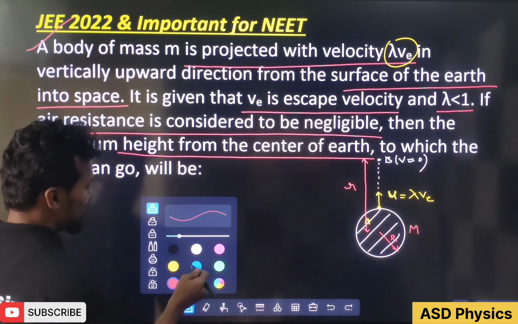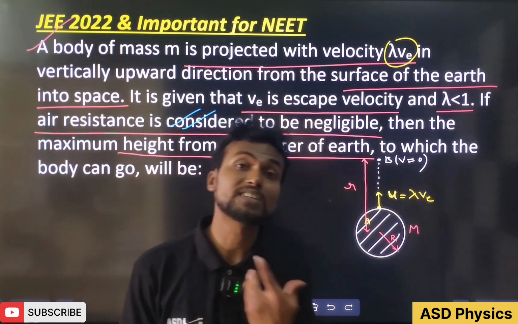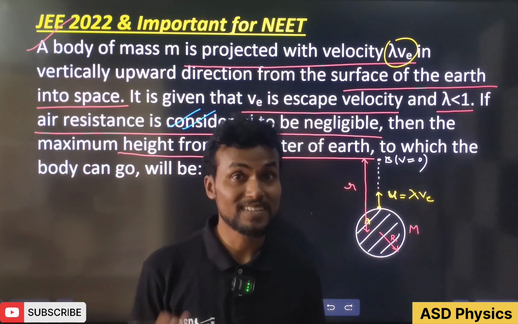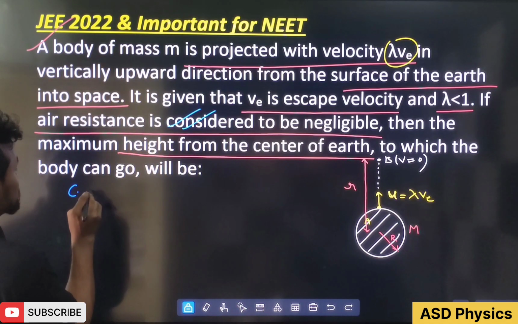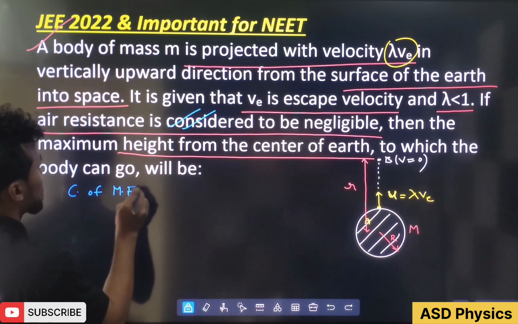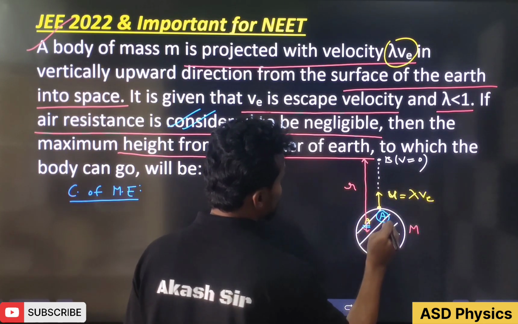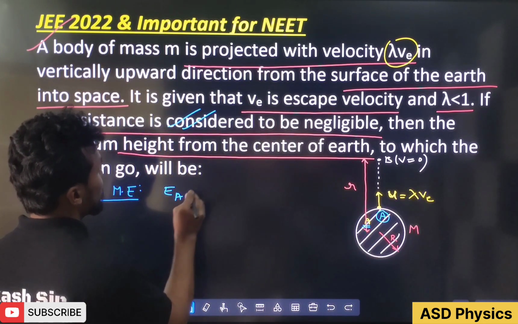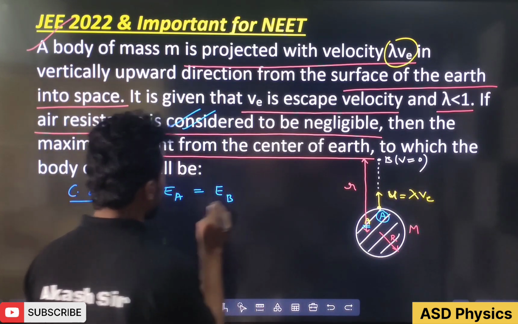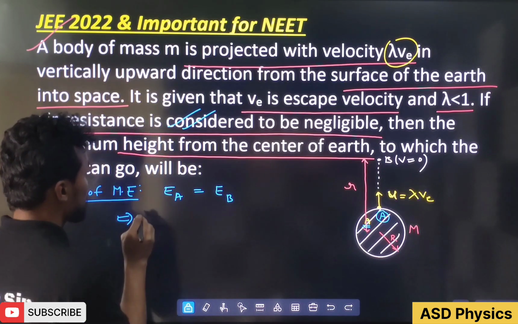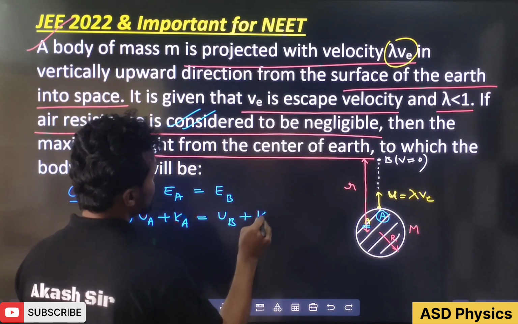Students, remember one thing: in the question they have mentioned there is no air resistance. Air resistance is a non-conservative force, and it is not present. That means the mechanical energy will be conserved. So from the conservation of mechanical energy, energy at point A is equal to energy at point B. Mechanical energy means potential plus kinetic, that means UA plus KA is equal to UB plus KB.